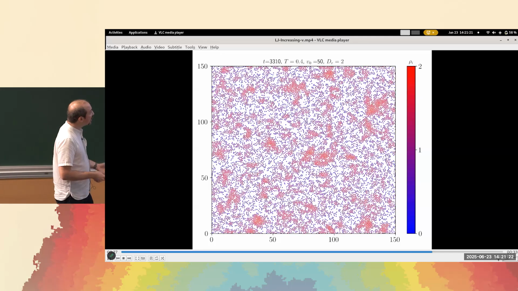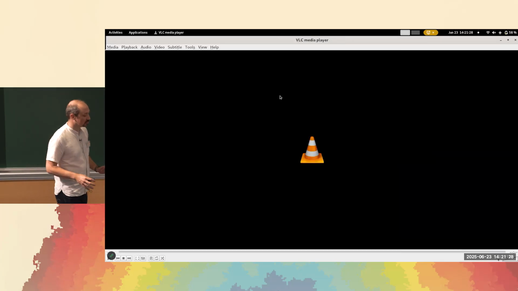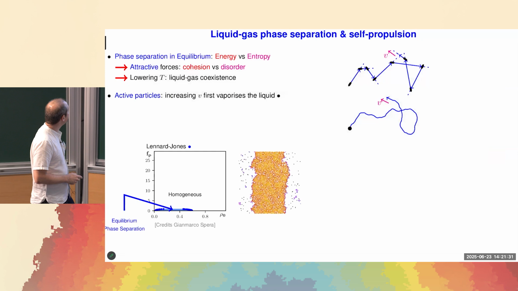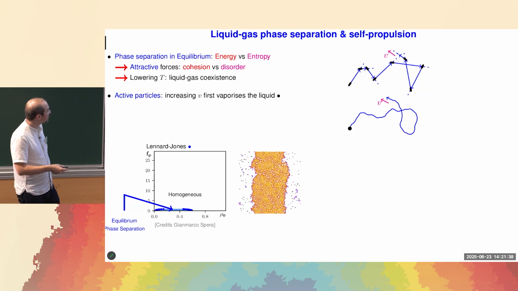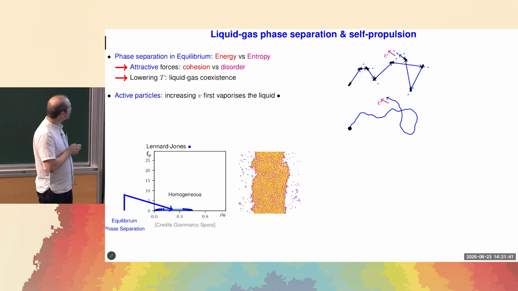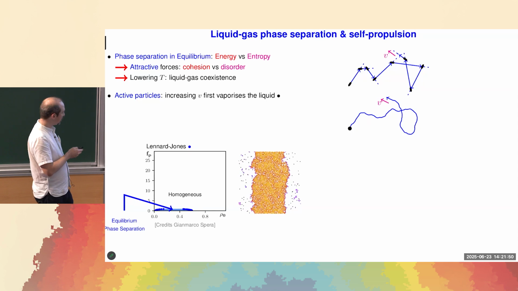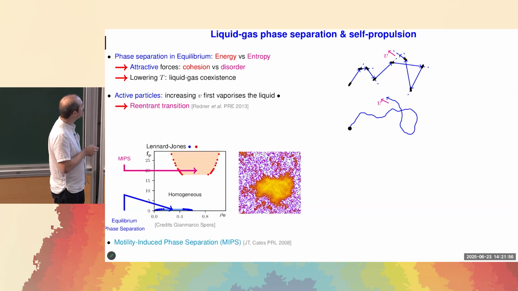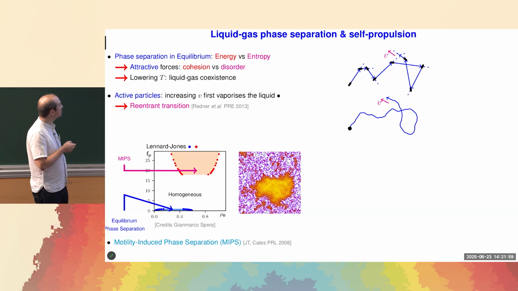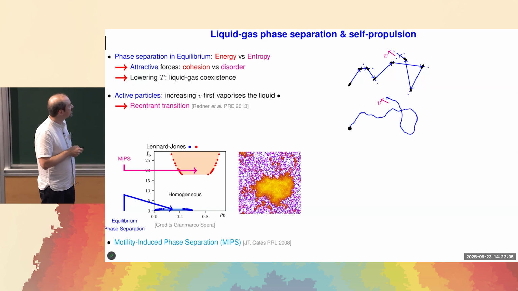I keep pushing the simulation. I go to 50, and then something bizarre appears, which is that there is a reentrant phase transition, and the cluster forms again. So I can put that in a phase diagram. My Lennard-Jones potential is this potential with repulsive hardcore and attractive tail. At zero self-propulsion, I have my liquid-gas phase coexistence, the equilibrium one. As I increase the activity, I first vaporize my cluster and I get a homogeneous fluid, until I have this reentrant phase transition into phase separation again. The mechanism that allows us to understand this is called motility-induced phase separation, and this is what I will be discussing in the next hour or so.